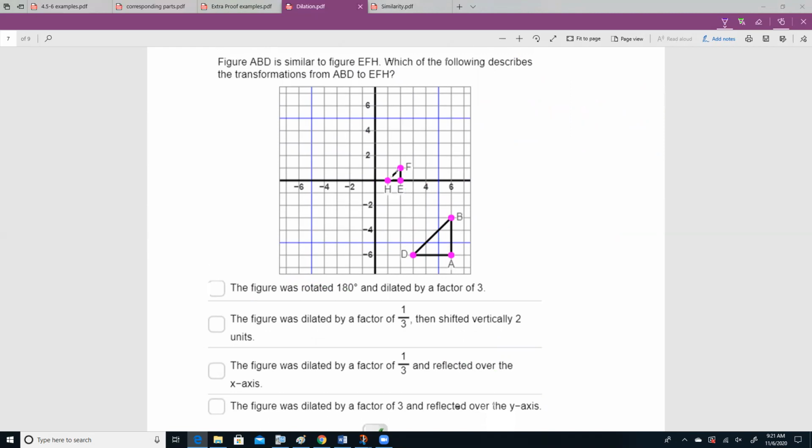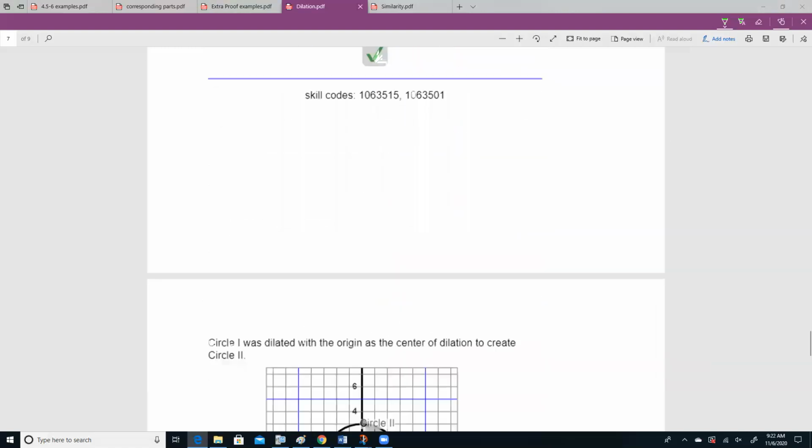Figure ABD is similar to figure EFH. Which of the following describes the transformations from ABD to EFH? So we went from A to E. Wait, this is the same problem again. I apologize.